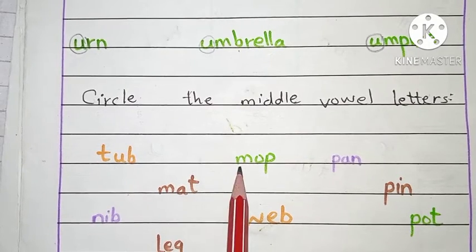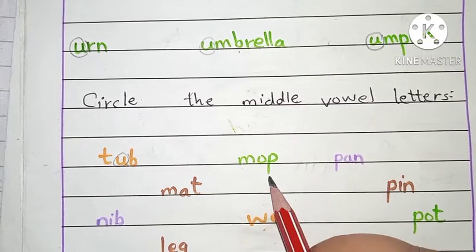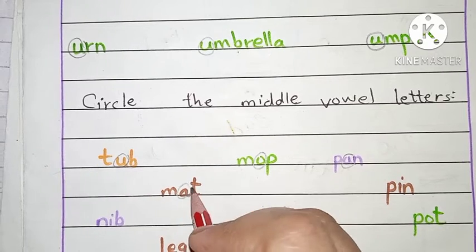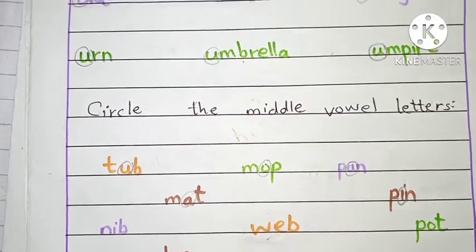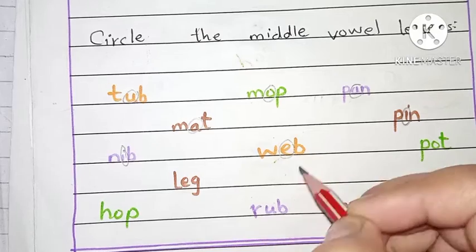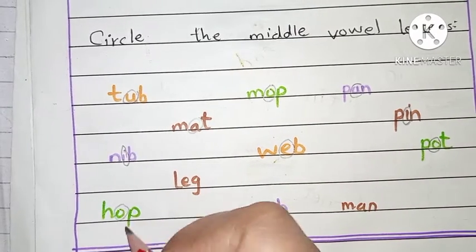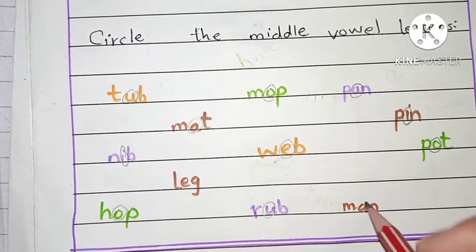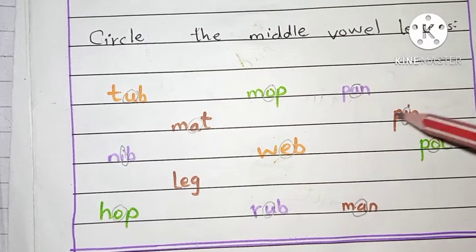Tub. Mop. Now these are randomly. Mop is used for cleaning. Pan. Mat. Pin. Eye. Nib. I. Web. E. Thought. O. Hop. Hop mean uchilna. The rabbit is hopping. Rub. Man. These are vowel letters in middle.